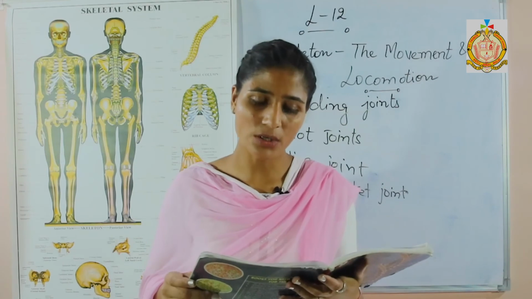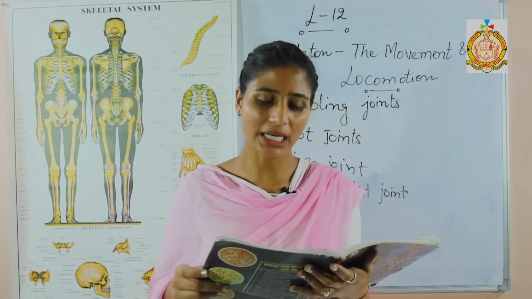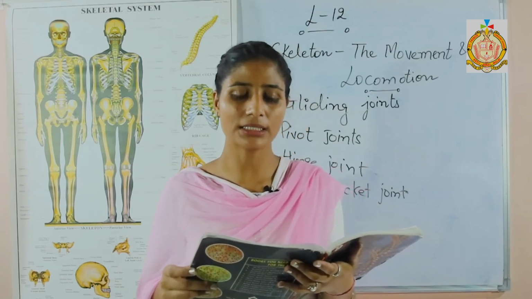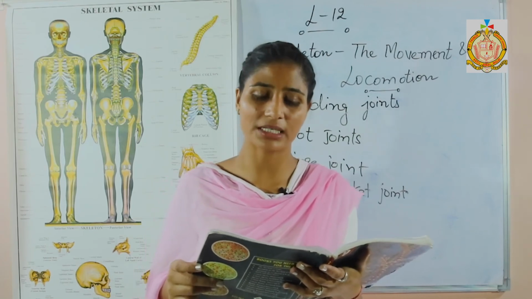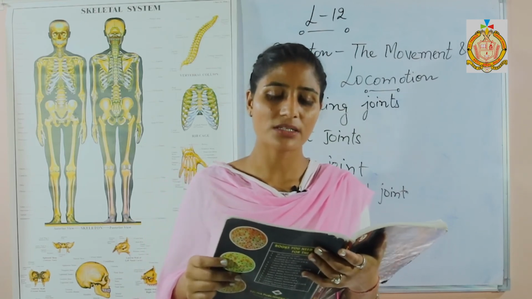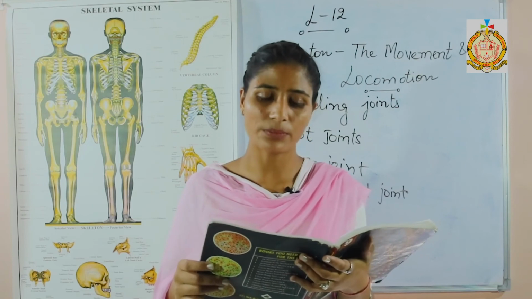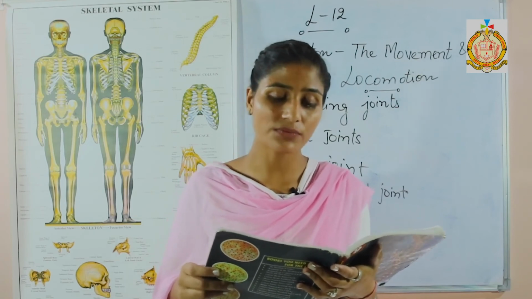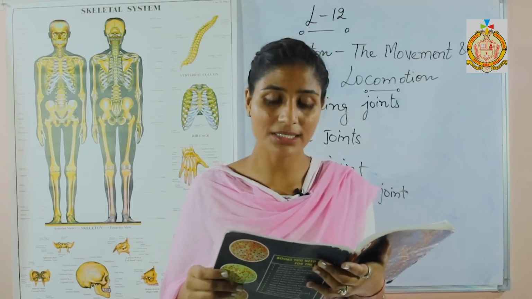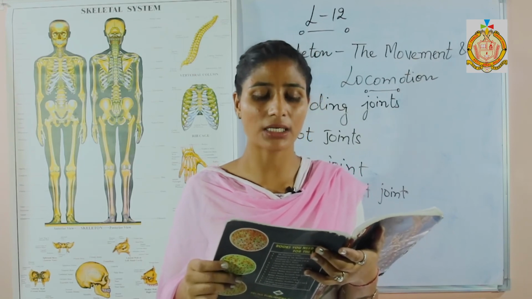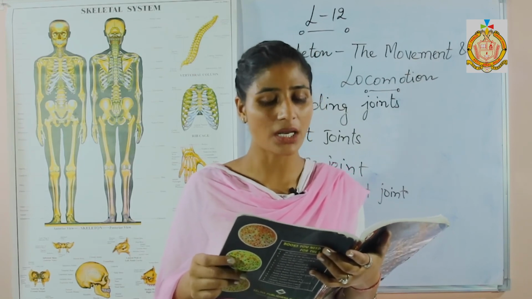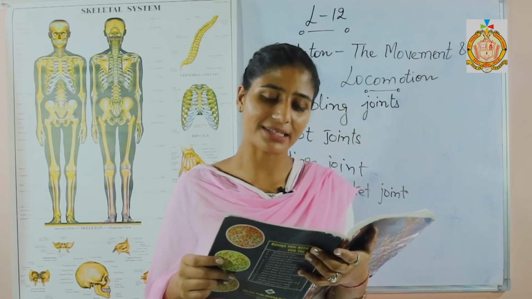The lever of the second order: the fulcrum is at one end of the lever and the power at the other end, with the weight in between. It is represented by the gastrocnemius muscles raising the weight of the body on the toes. The lever of the third order: the fulcrum is at one end and the weight at the other end, with the power in between. It represents the biceps muscle flexing the arm.